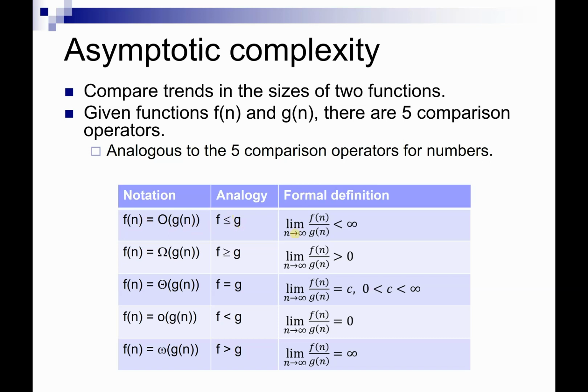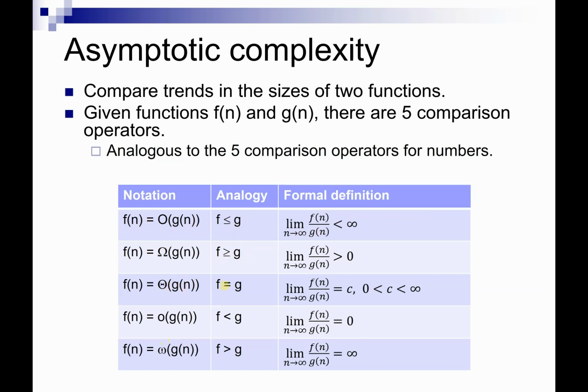Okay, so the formal definition would be that as you make n very large, this quotient over here is bounded. We also have that f can be big omega of g, and this basically means that f is at least as large as g. Okay, and then we have these other expressions over here.